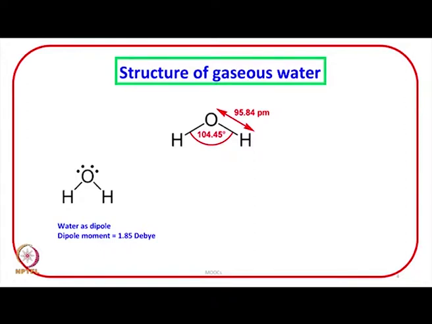However, if you closely examine this structure, there are two lone pairs. I can assign a small delta negative charge on this, a small delta negative charge on this, delta positive on this, delta positive on this. So therefore, I can also treat this water as a quadrupole. There are two lone pairs. Each lone pair you assign a delta negative and each hydrogen you assign a delta positive. So there is a quadrupole, water as a quadrupole.